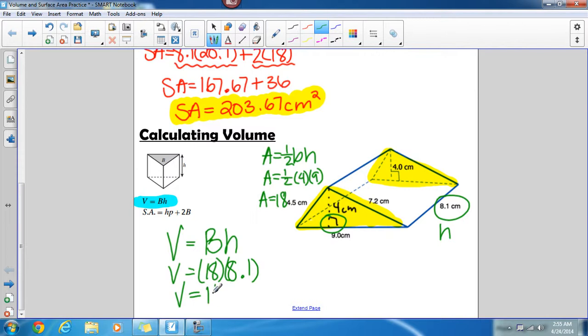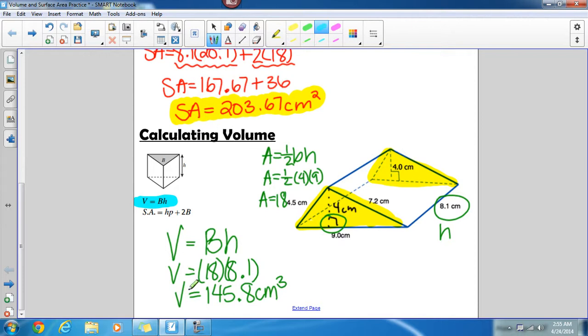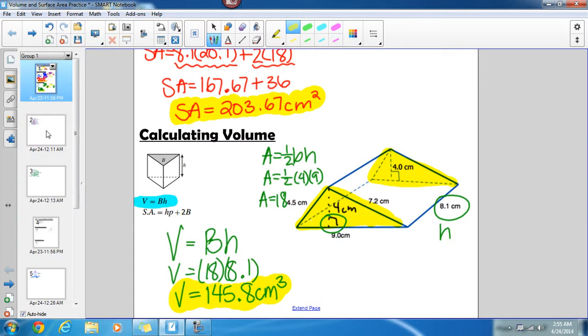And I get 145.8 centimeters. Anybody want to tell me before I say it, cubed or squared? That's right, cubed. So whenever we talk about volume, it's always going to be cubed. So I'm going to go ahead and highlight my answer there. So the volume is equal to that. Alright, so that hopefully clears up a little bit about how you find the surface area and volume.